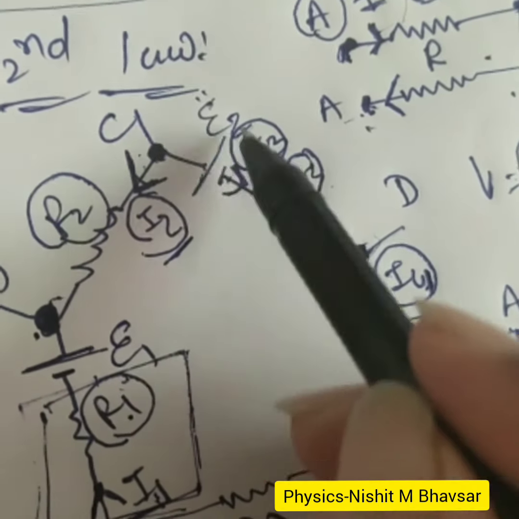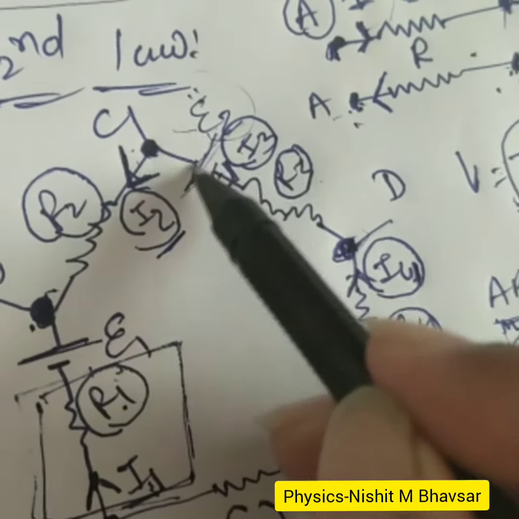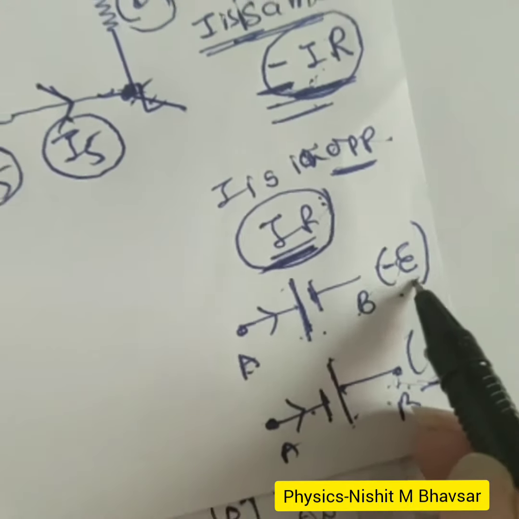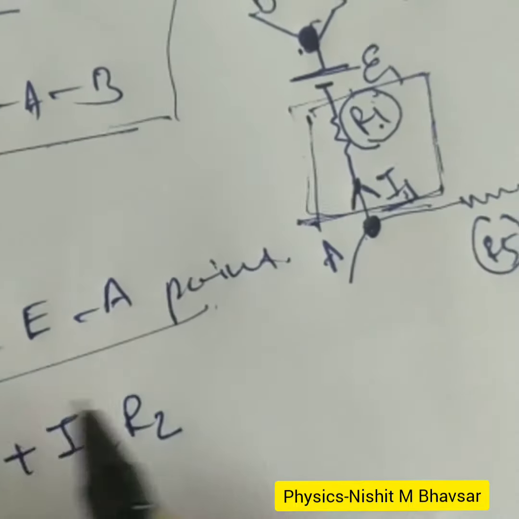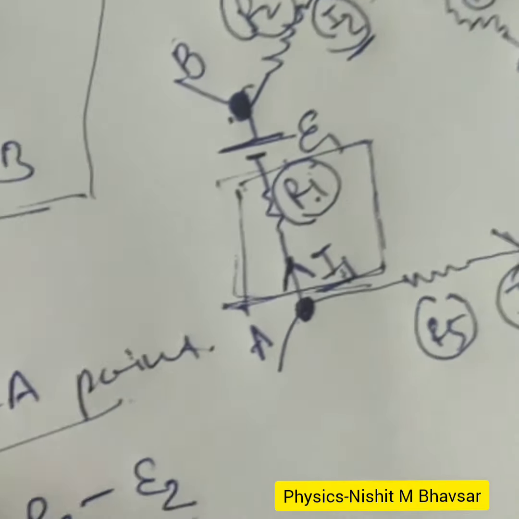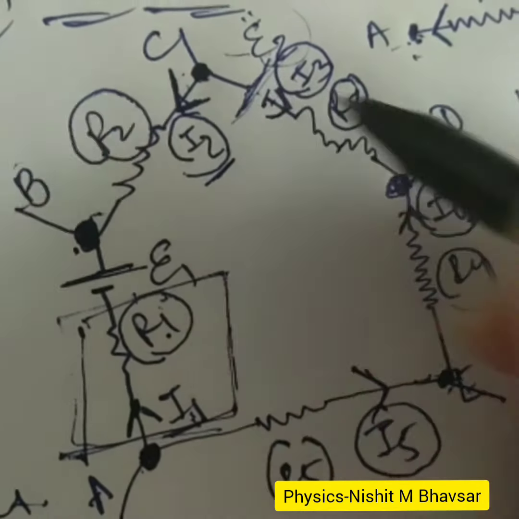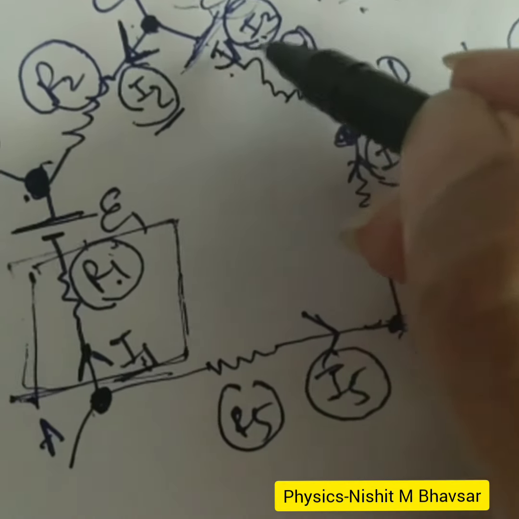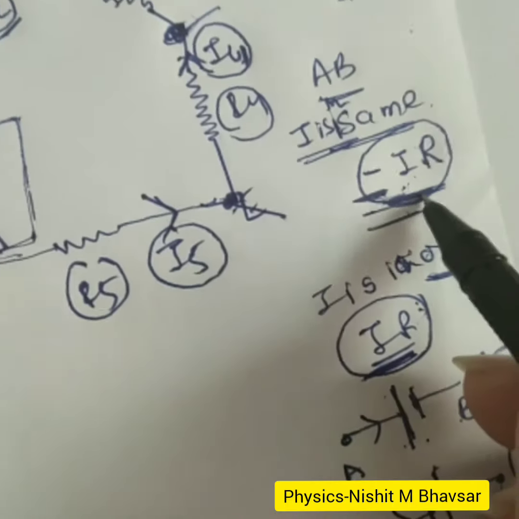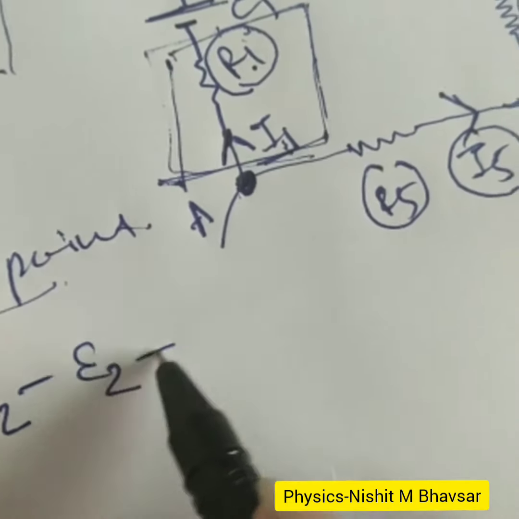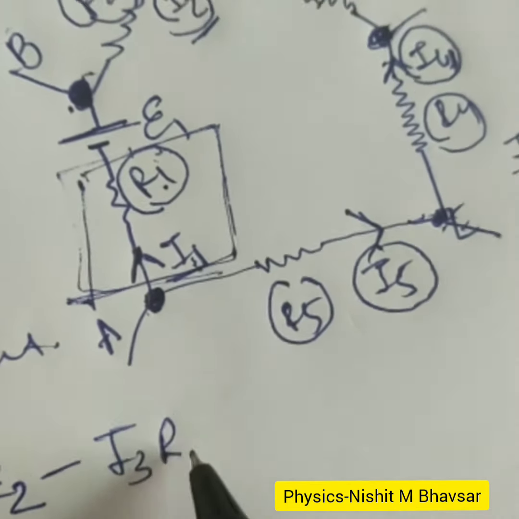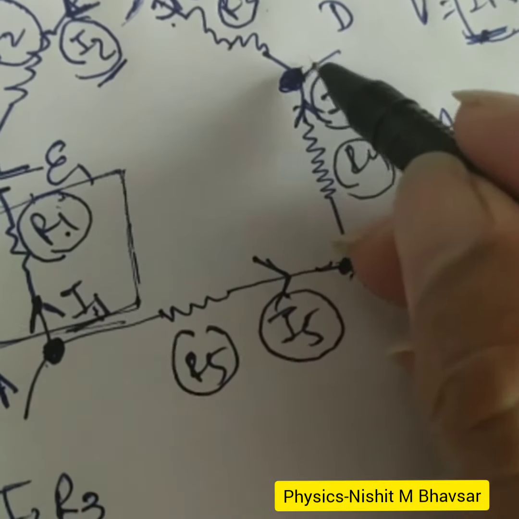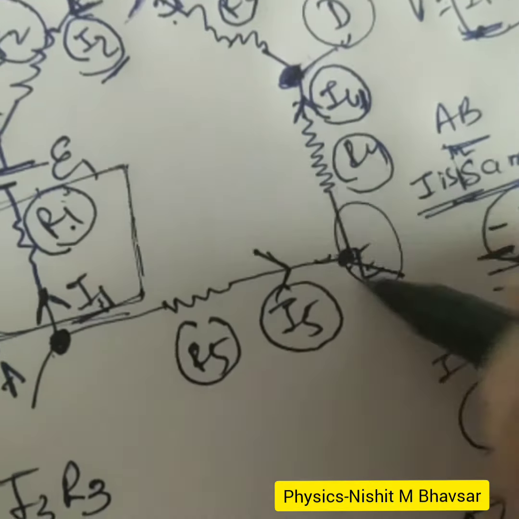So first the battery is positive, E2. When the battery positive comes first, EMF is minus. So E2 becomes minus. Then we go from C to D, and in the same direction the electric current is I3. So in the same direction, IR becomes minus. So minus I3 R3. At point D we go from D to E.